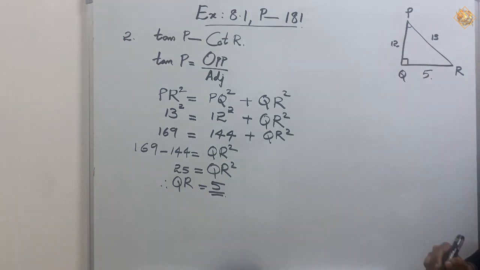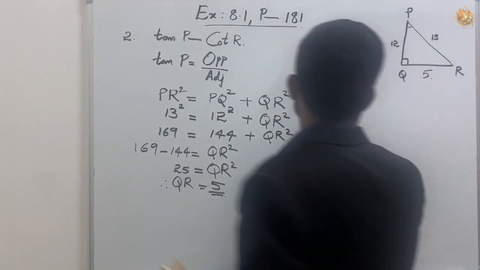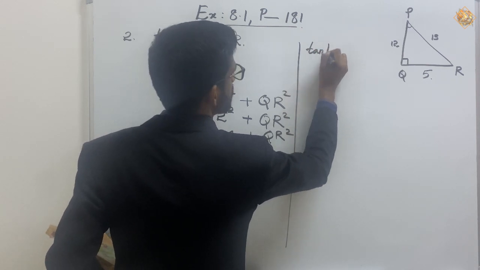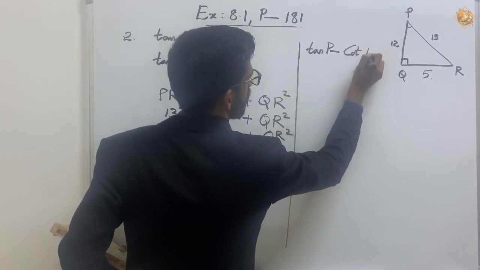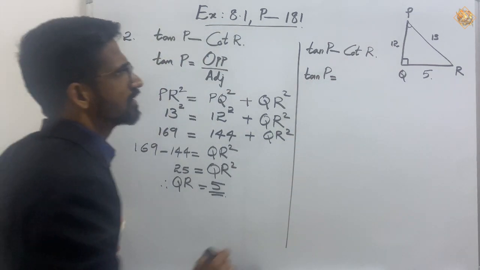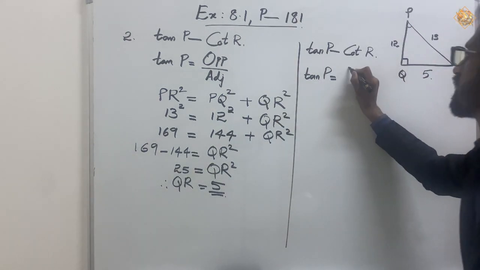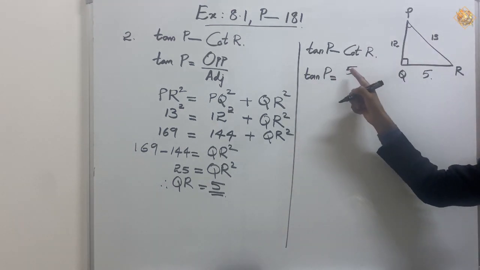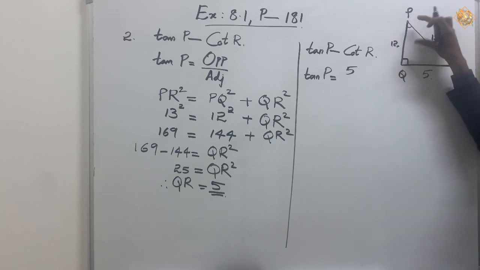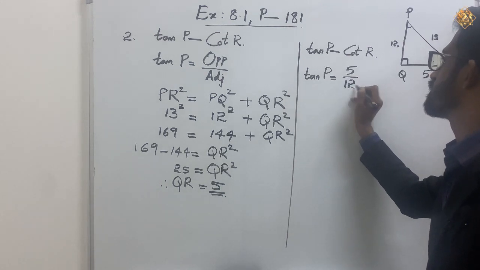Now we will look into the question: find tan P minus cot R. First we will take tan P. Looking from P, the opposite side is 5. By definition, tan is opposite by adjacent, and the adjacent side of angle P is 12. So tan P is 5 by 12.